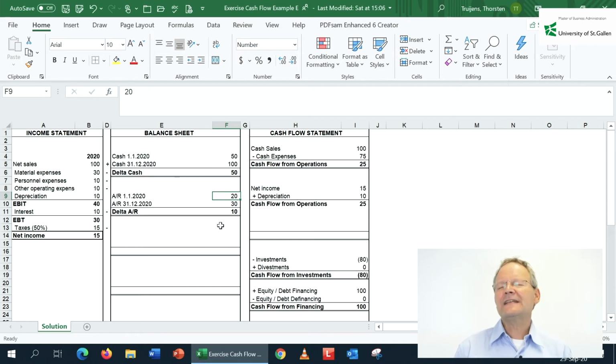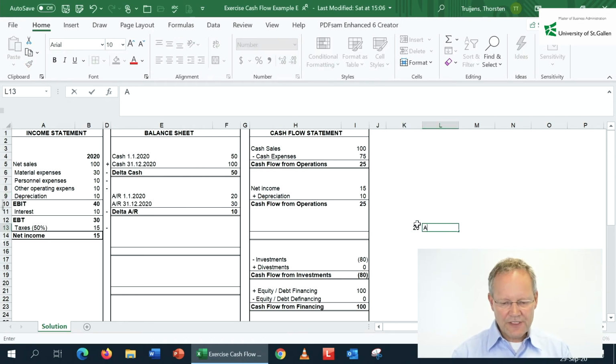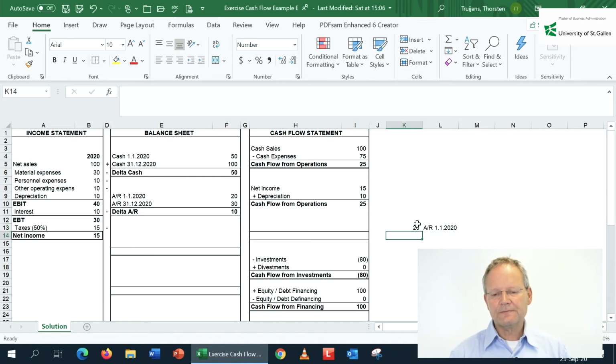And if that is the case, we can now develop the answer to my question. My question was, how much money did we get from clients in 2020? Well, at the start of the year, we had 20 euros outstanding. If everything goes according to plan, we will actually get those 20. What are those? These are the accounts receivable of the year 2019, which were still not paid on the 1st of January 2020. So this 20 is a cash in.